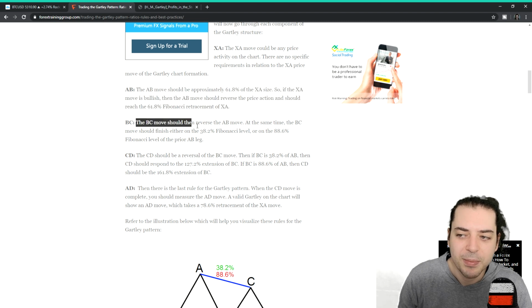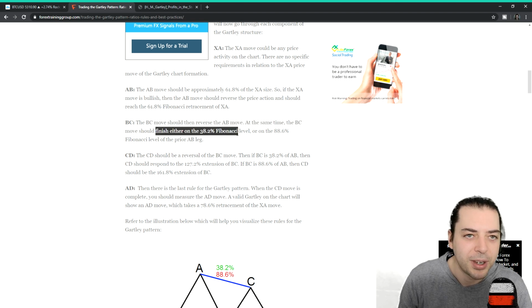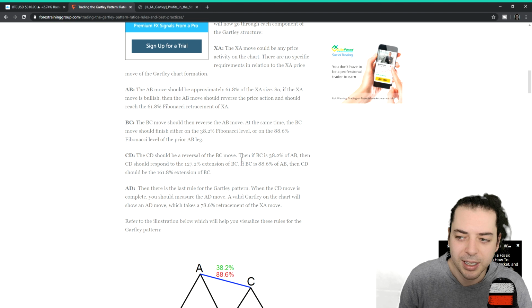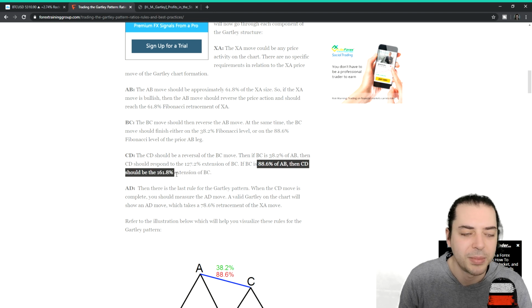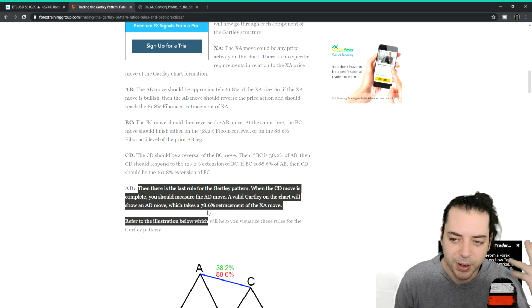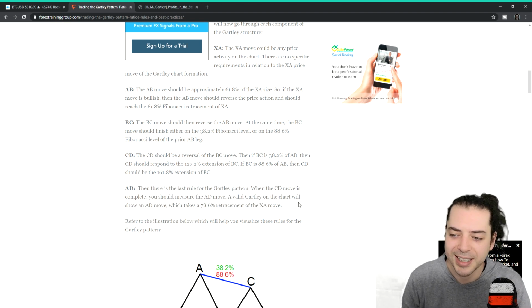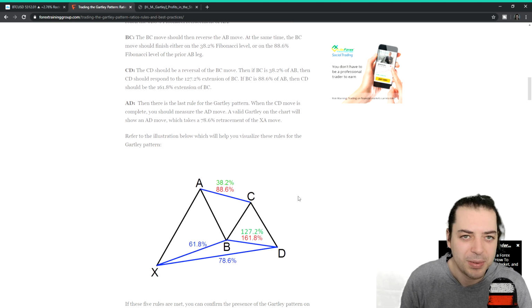Then you start getting a little bit more complex, and you get these variables, like it should either finish on the 38.2 or the 88.6, and then you get these variables based on variables, and things get a little bit more complicated, and you're already starting to go off the whole idea. Like, if it's 38.2, then it should be 127. If it's 88.6, it should be, you know, things get very, very complicated, and you're still not even done yet. And at this point, you're just like, screw these things, and that's very off-putting to people. And that wasn't the way it was described originally.